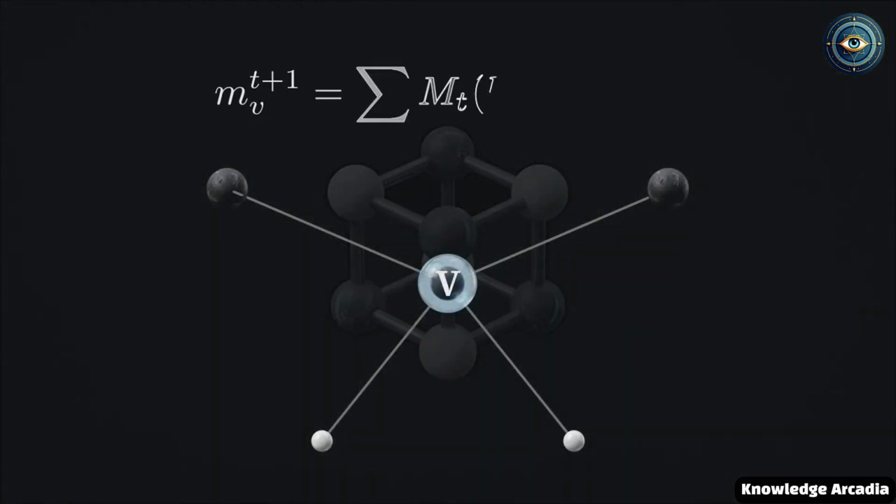This equation represents the message phase. We are calculating the message M flowing into node V at the current time step. Inside the function, the HW term extracts the hidden state, the chemical feature vector, of an immediate neighbor node. The EVW term extracts the data of the edge connecting them, factoring in the bond type and spatial distance.